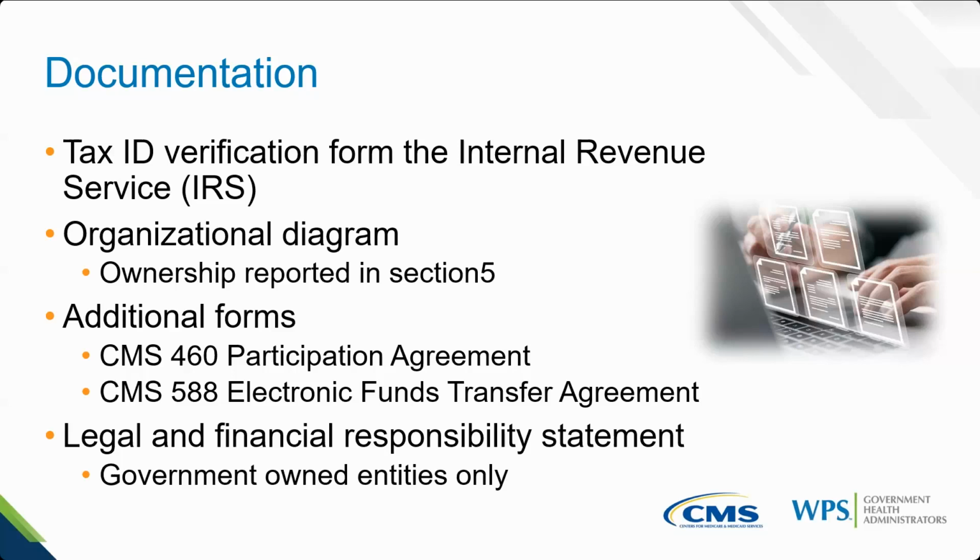Some additional forms that you may need. So mass immunization providers are going to accept assignment. They can, however, still submit a CMS 460 participation agreement if they would like. And then they will need the CMS 588 or electronic funds transfer agreement. And this sets up that electronic payment from Medicare. In PAYGOS, that EFT is actually built in to the system and not a separate form. With a paper, it is a separate form available on the CMS website.